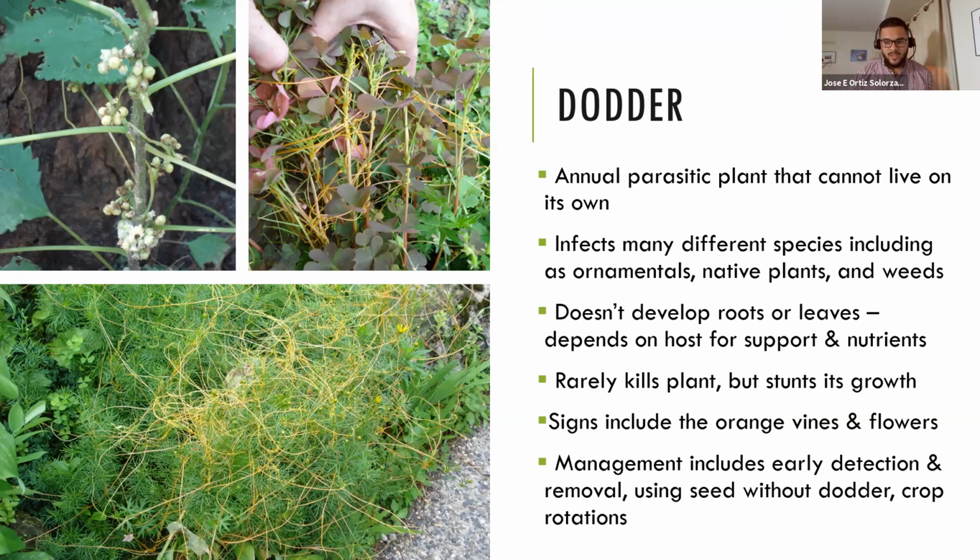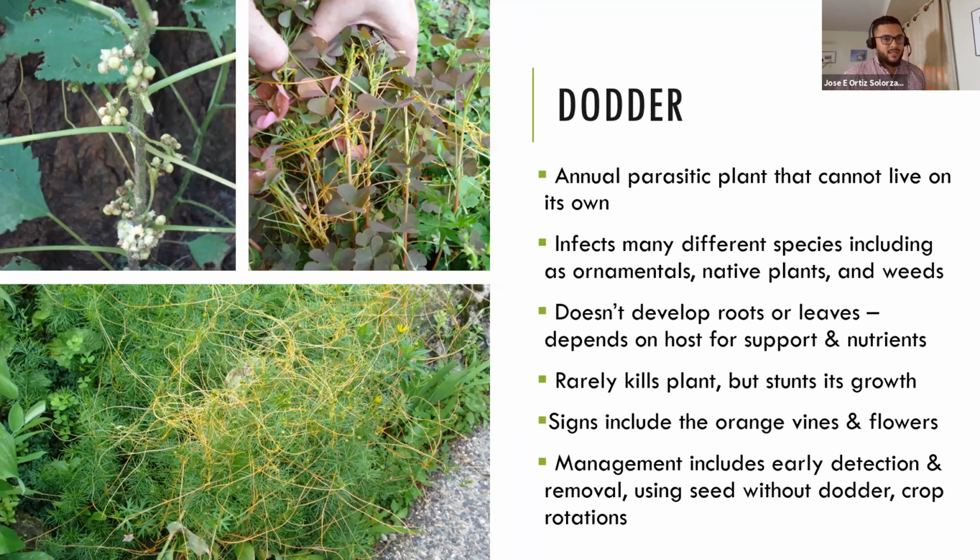So the signs include the orange vines and the flowers, and the management includes early detection and removal, using seeds without dodder, and also using rotation, especially using monocots. Another characteristic of this plant parasite is that the seeds are really small, and the seeds can get mixed with other seeds. So when you buy seeds, oftentimes you may have a mixed combination of dodder with your seeds. So you've got to be careful and try to learn how to identify the seeds so you don't plant dodder in your garden.